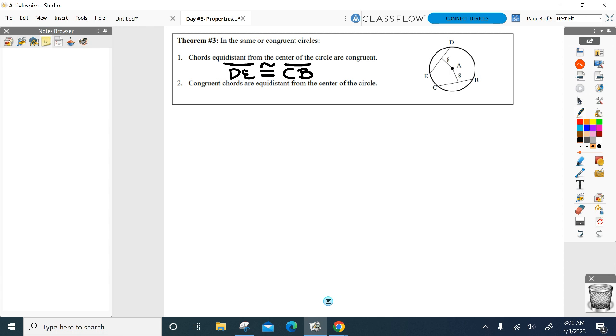So if you have two chords equidistant from the center, they're going to be congruent to each other. And I'm not going to go over number 2 because we probably won't be using that at all. We'll be using this one. If two chords are equidistant, they're congruent. Then we got what? One more here.